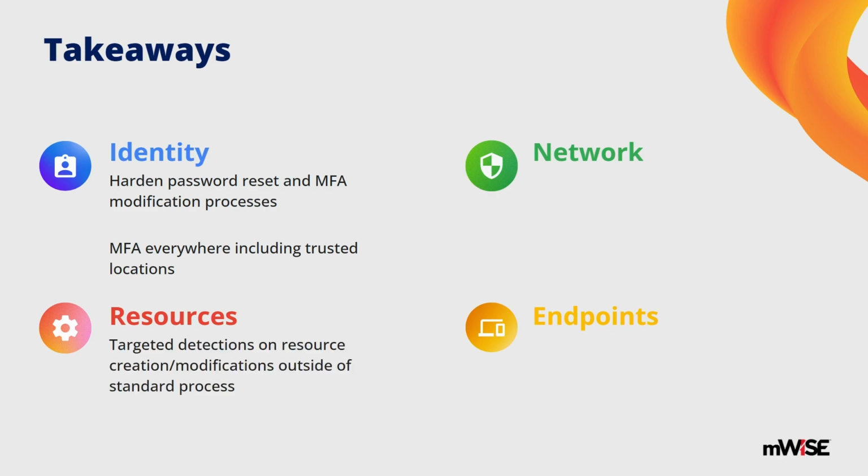On the resources side, one of the common living off the land tactics we talked about was deploying infrastructure to blend into normal traffic. So making sure that there's a baseline and inventory of how cloud resources are deployed, whether that's an infrastructure as code template or infrastructure code pipeline, an approval process, and then essentially creating targeted detections on any deployment outside of that process.